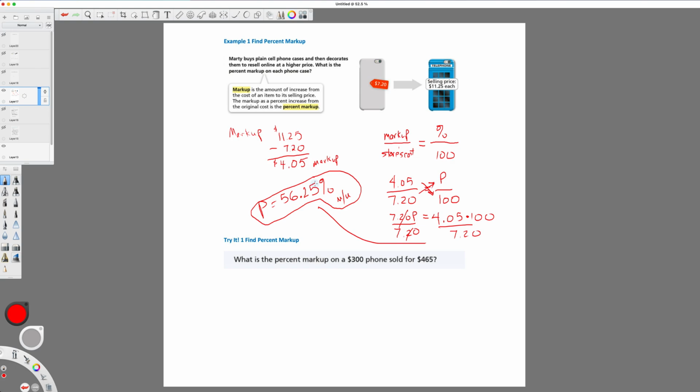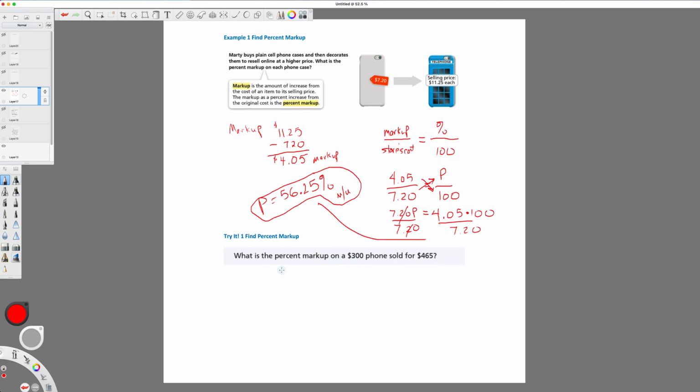There's example one. So let's do one that is very, very similar, just with different numbers. So this one, instead of a phone case, we're dealing with an actual phone. So what is the percent markup on a $300 phone sold for $465? So the store bought the phone, they mark it up and sell it for $465. And we're asked, what is the percent markup?